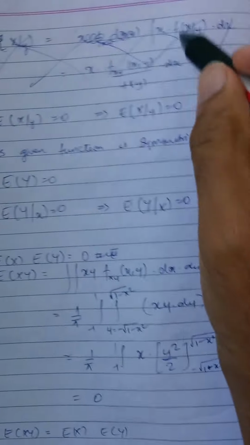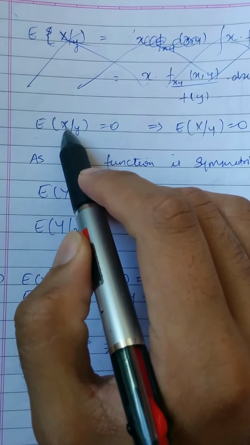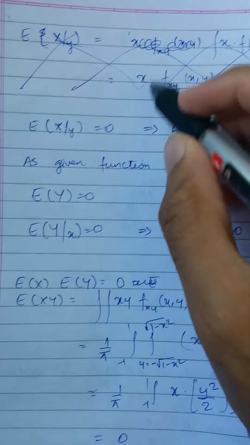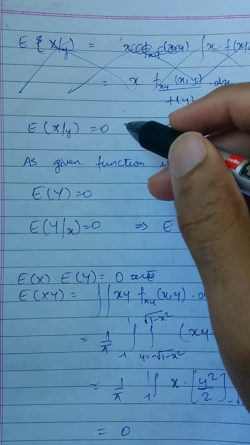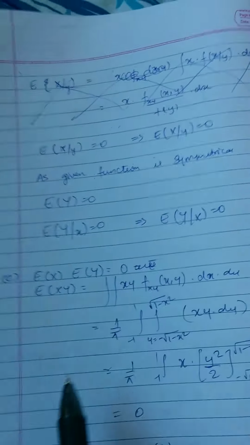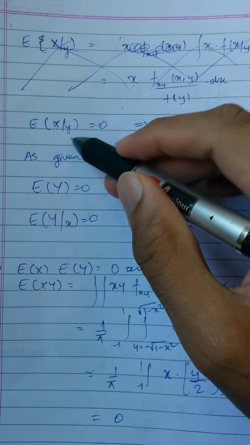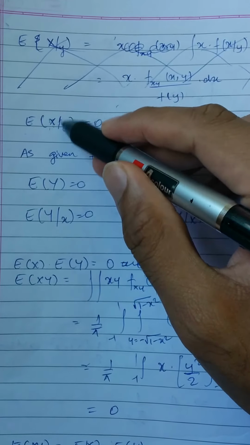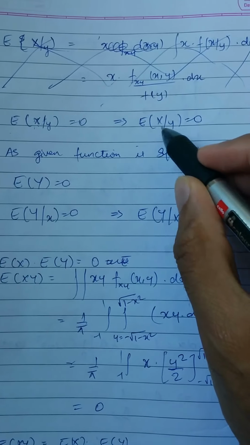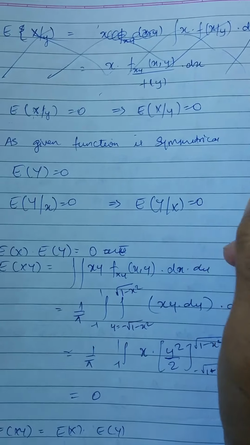Now E of x given y is nothing but the expected value of x provided y should occur. But since the expected value of x is 0, E of x given y would also be 0. And similarly, E of y given x is 0, and E of X and Y would also be 0.